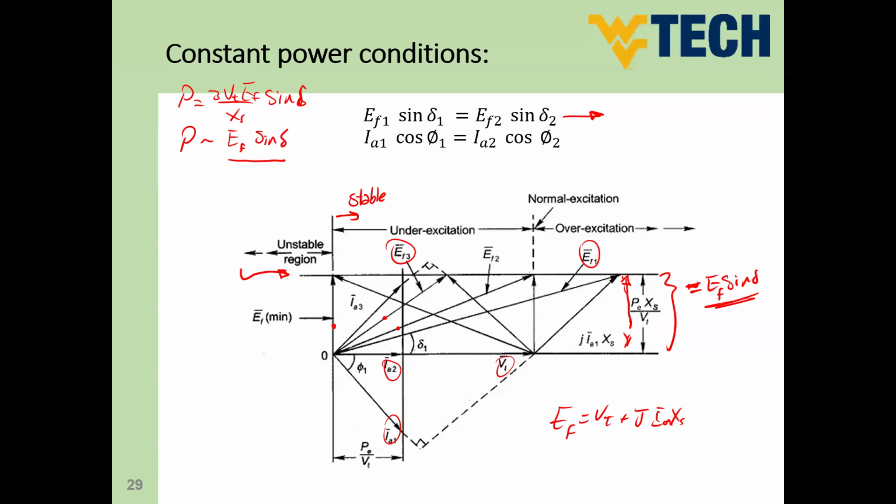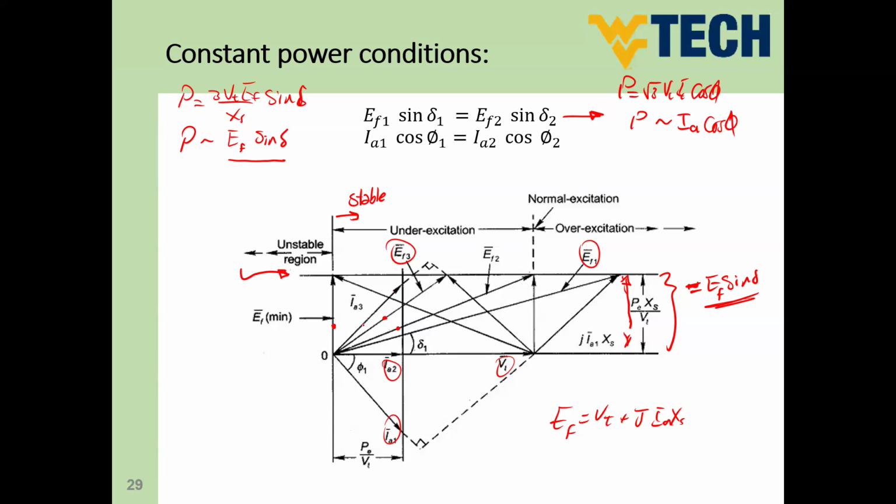Let's see another condition for the constant power. You know also another relation for the power, which is power equals root 3 V line I line times cosine phi, which is the power factor angle. We can say from this relation that P is proportional to IA times power factor, since V is constant and root 3 for sure is constant. So we can say power is proportional to IA times cosine phi as well.